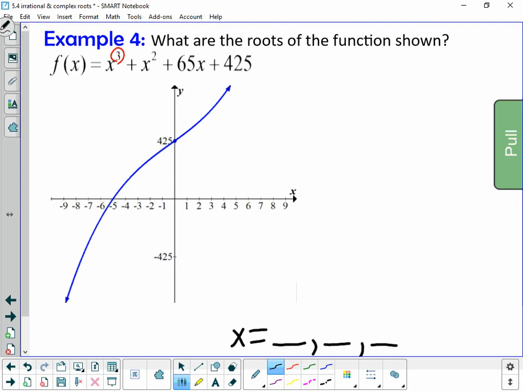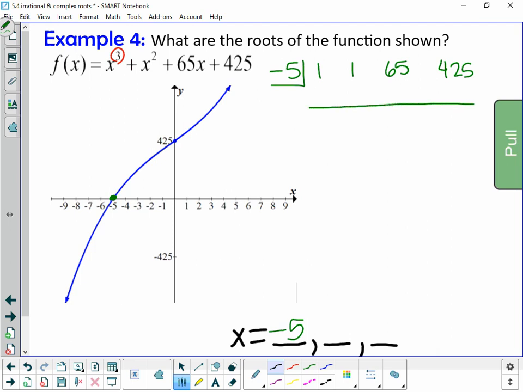Looking at this graph, I'm hoping, and you should be able to by now, look at that graph and immediately see one of its roots is negative 5. We can see it has an x-intercept at negative 5. That means one of the roots of the function is negative 5. Let's use that root to find the others. We'll just use some synthetic division to divide that root out, or divide by that factor.